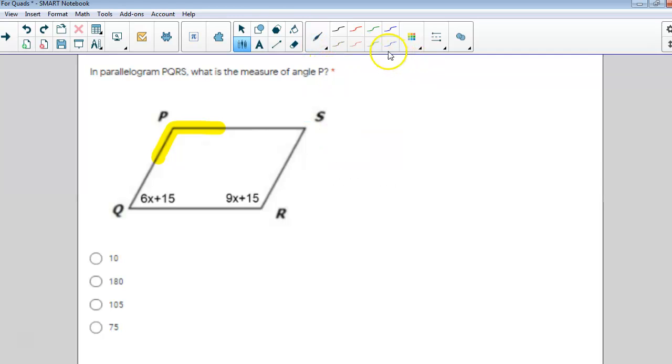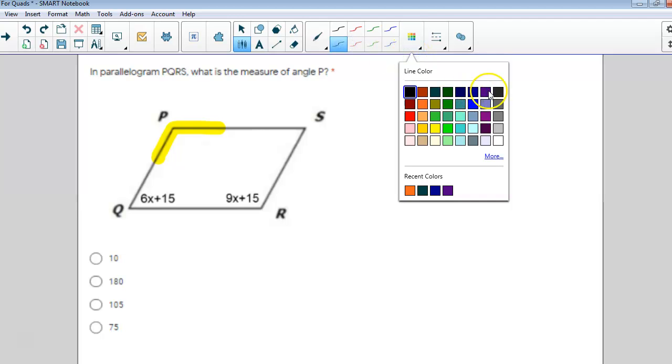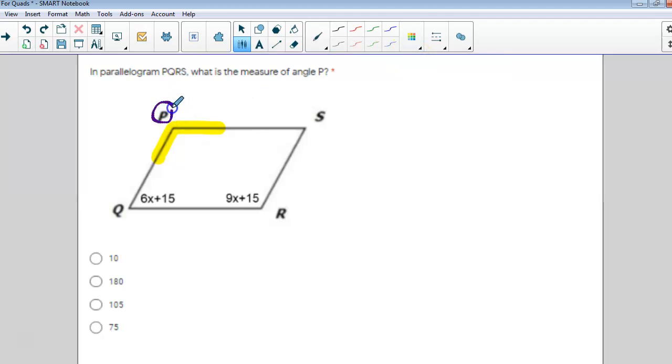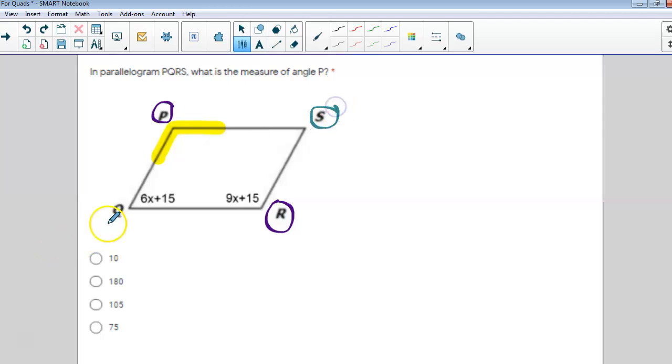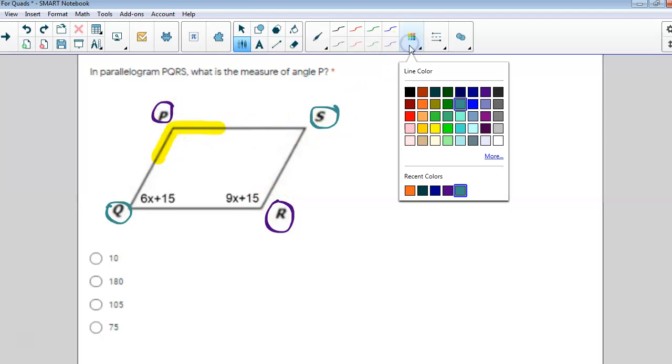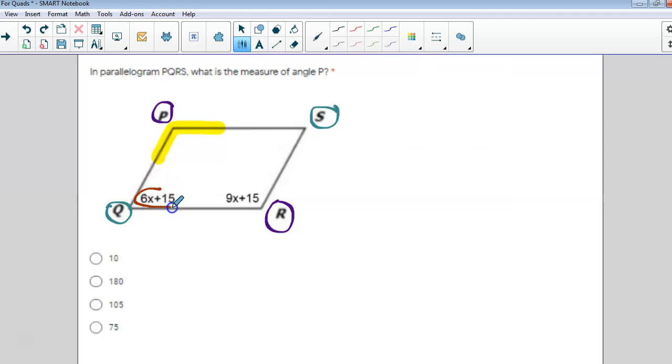What I do know is that in a parallelogram, my opposite angles are congruent. So that means that angle P is congruent to angle R, which for future reference would make angle S congruent to angle Q. But here we don't have anything for angle P, so we have to use what we're given. If we know that opposite angles are congruent, then we also need to remember that consecutive angles, so angles that are right next to each other, they go one right after the other, they add up to 180 degrees.